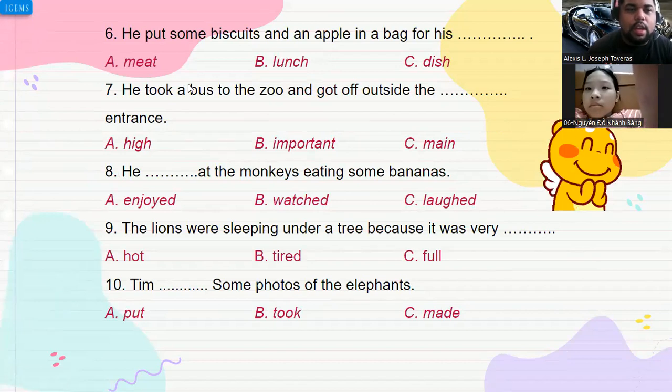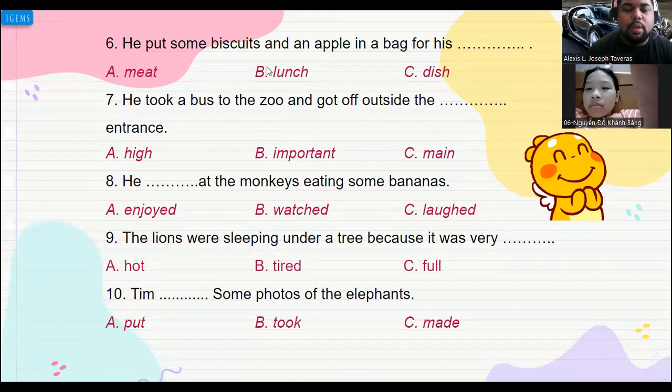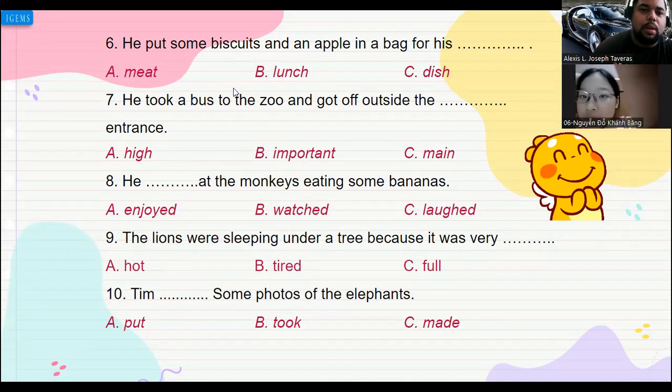Okay. He put some biscuits and an apple in a bag for his lunch. What do you think is going to be the best answer? He put some biscuits and an apple in a bag for his lunch. Okay, great job.